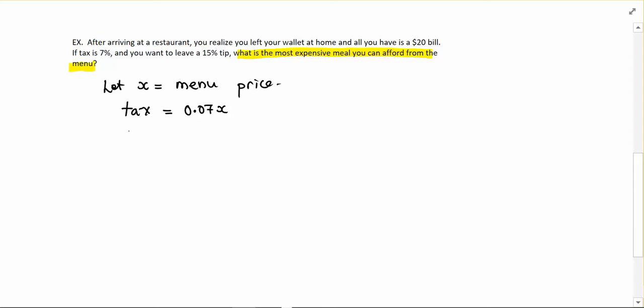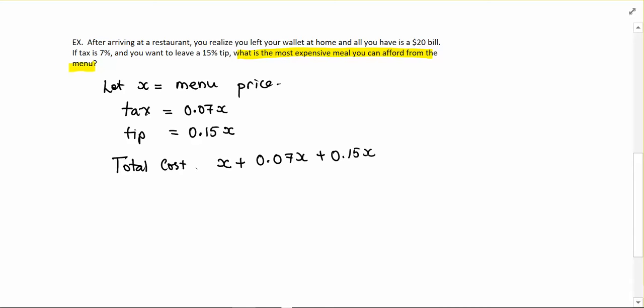The tip, well, that's going to be 15%, so that's 0.15x. So your total cost is going to be the cost of the meal plus the taxes you have to pay on that meal plus the tip you want to leave on that meal. Right? So all those have to get added up. That would be how much you would have to pay at the end of the meal.